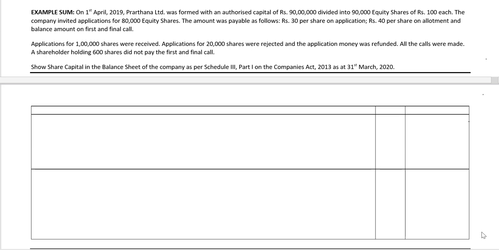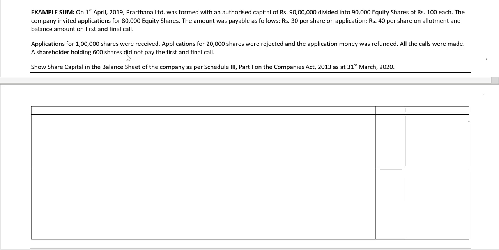The next example sum. On 1st April 2019, Prarthala Limited was formed with an authorized capital of rupees 90 lakh divided into 90,000 equity shares of rupees 100 each. The company invited applications for 80,000 equity shares. The amount was payable as follows: rupees 30 per share on application, rupees 40 per share on allotment, and the balance amount on the first and final call.